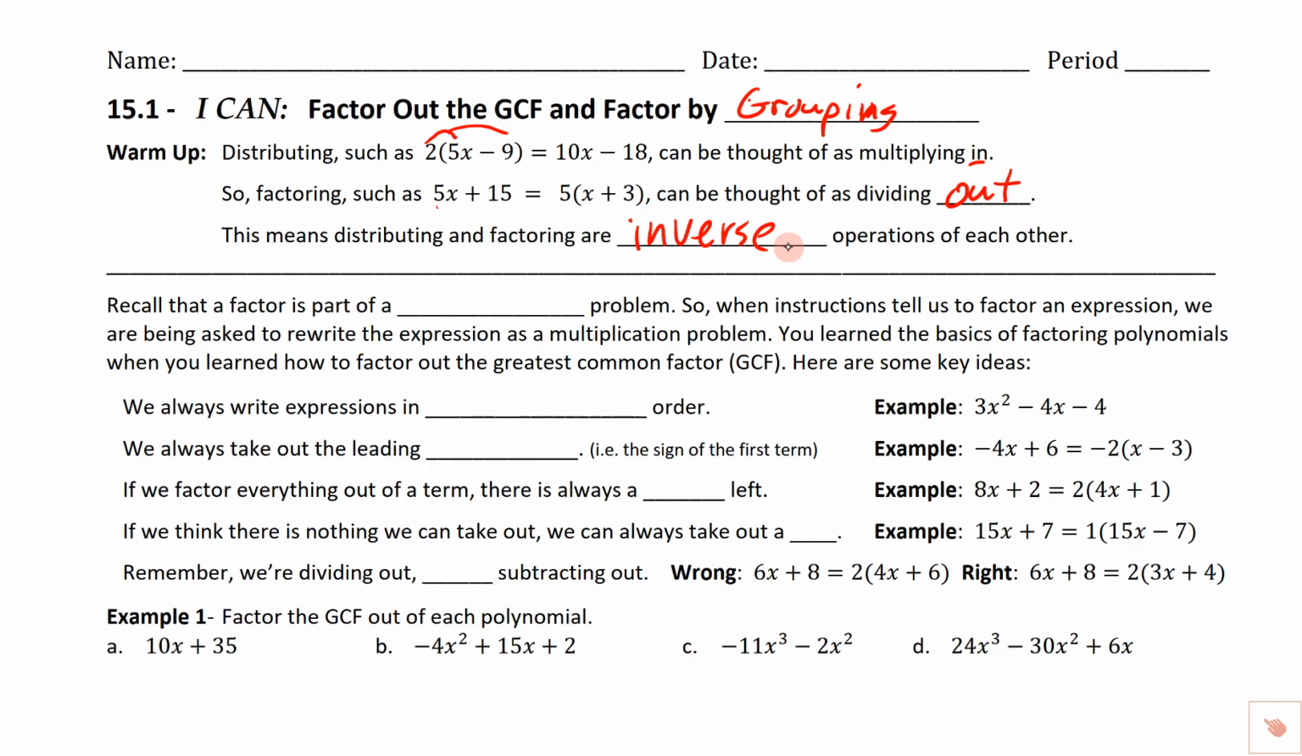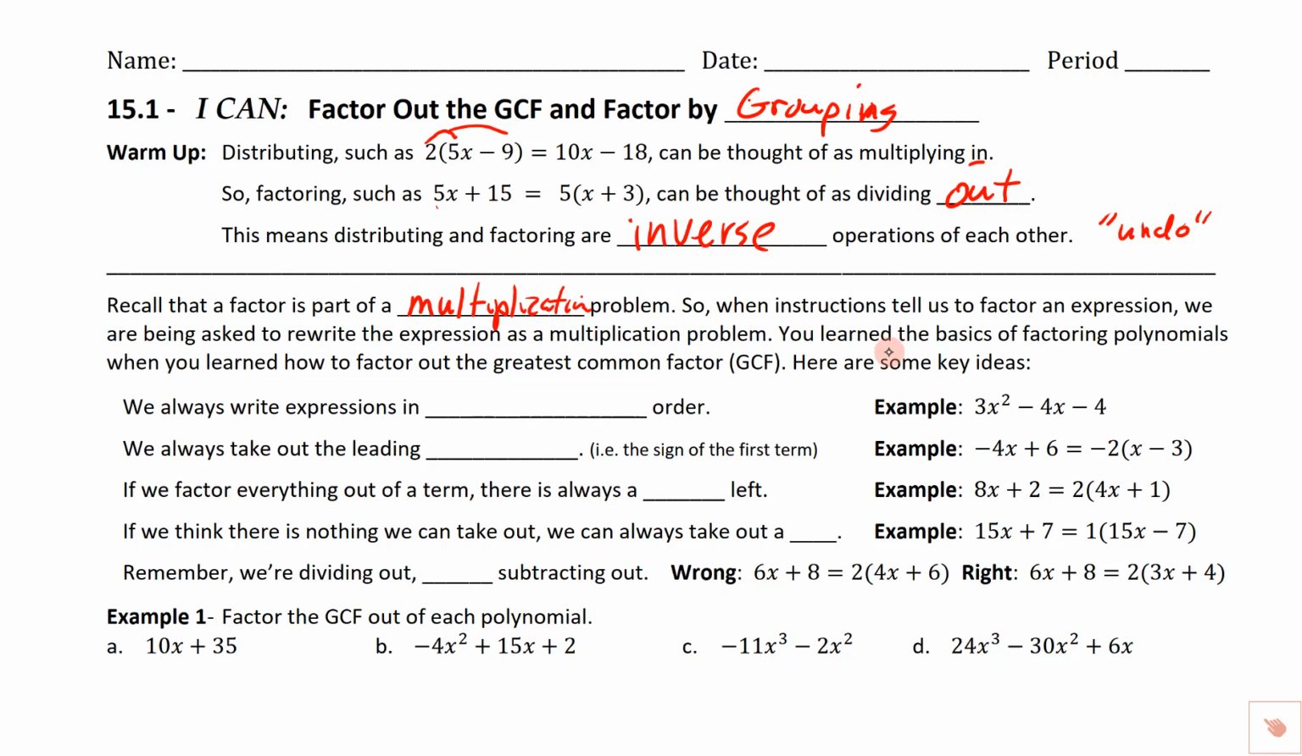We talk a lot in math about inverse operations. Those are operations that are opposites. They undo each other. Okay, so I'm going to write undo on the end here. If you'll recall, a factor is part of a multiplication problem. So let's write multiplication right here. Multiplication problem. So when we have instructions that tell us to factor an expression, we're being asked to rewrite the expression as a multiplication problem. Turn this into a multiplication problem.